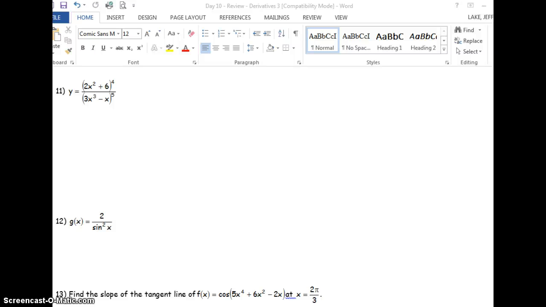This is Unit 3, derivatives, review number 3, number 11 and 12. Number 11, we're going to do quotient rule. We have two things on top of each other in the form of fractions. I'm going to take my derivative here.